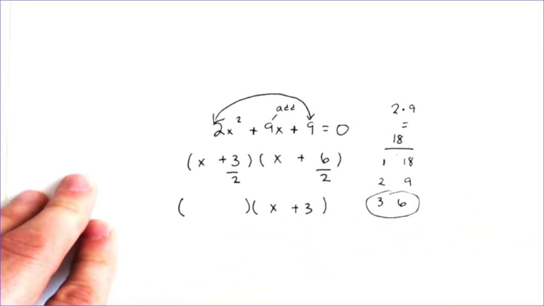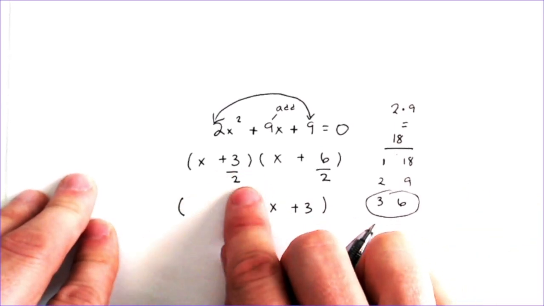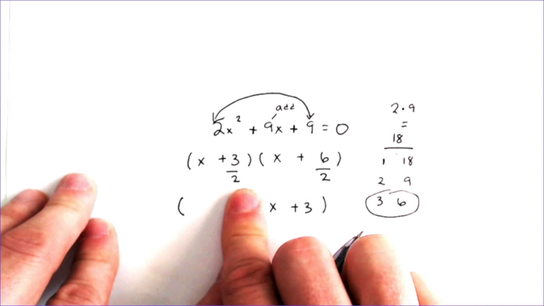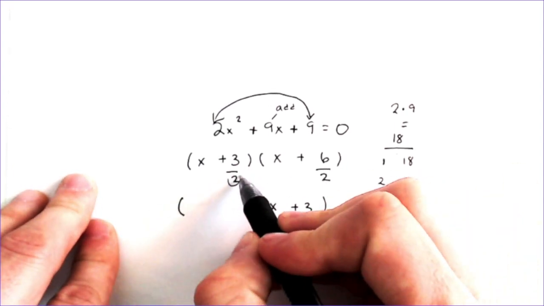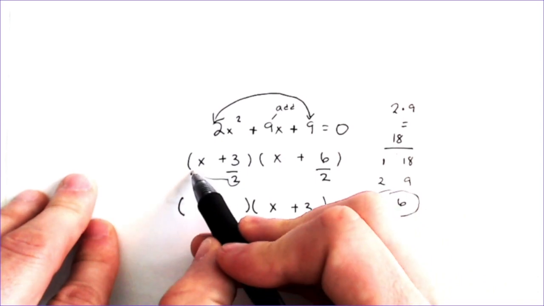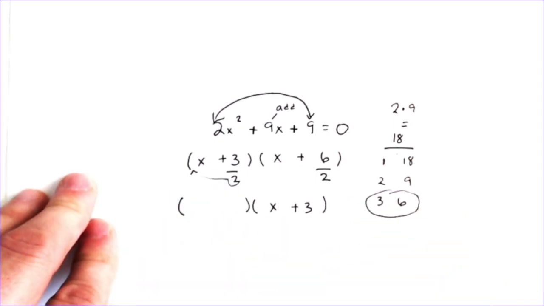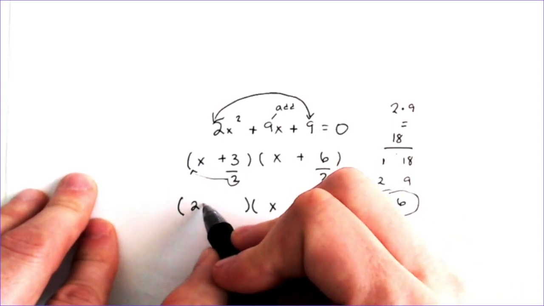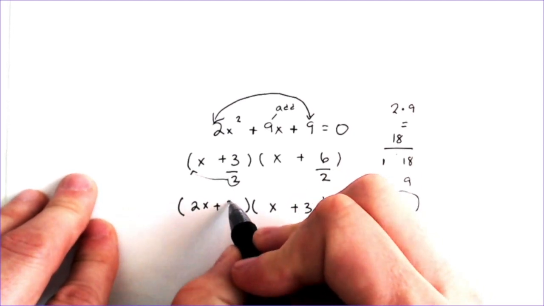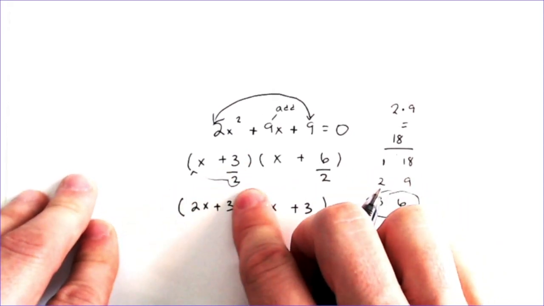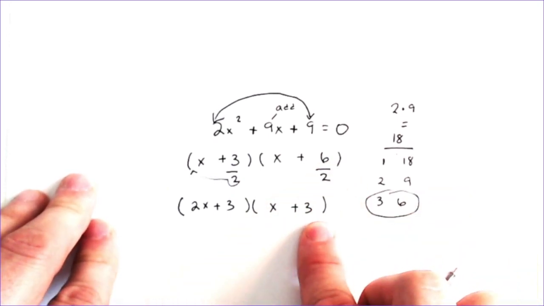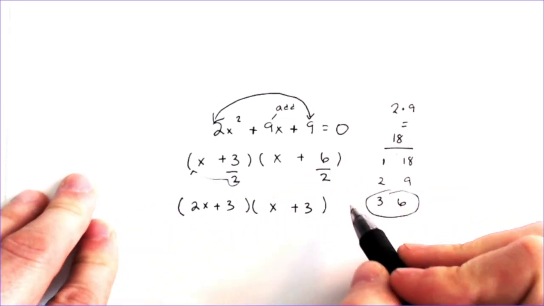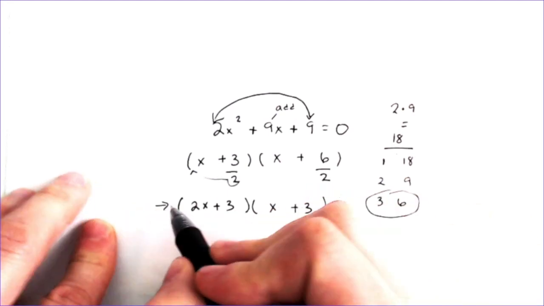That's simple. If it does not divide by 2, like 3 does not divide by 2 or simplify, then what you do is you take that 2 and you put it in front of the x. So that means that we have a 2 in front of the x plus 3. It didn't divide the 3. And then the second factor, the 6 did divide by 2, the x plus 3. If this was just factoring, we'd be done. These are the factors.